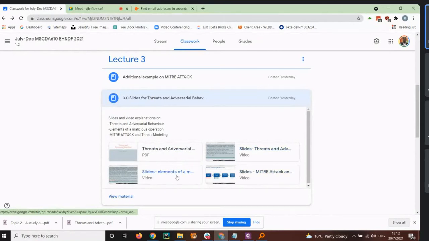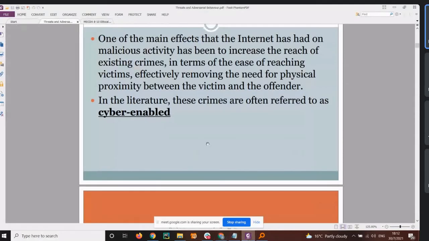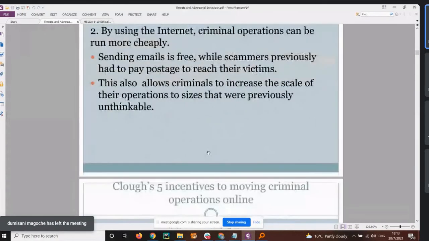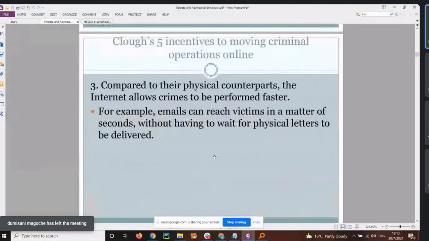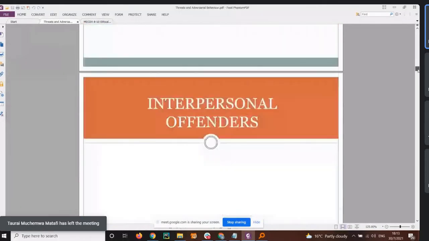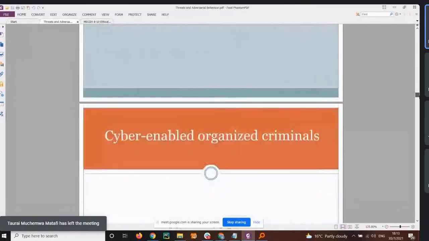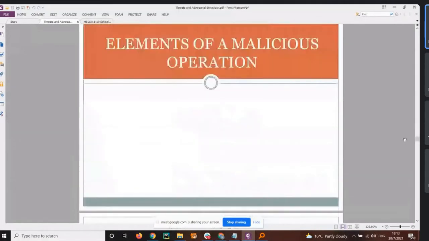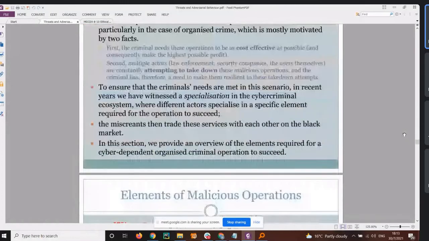There are actually three videos which go to quite a length explaining this particular set of slides, because they're also very key. And as I said, the elements of a malicious operation is what we would definitely call a typical examination question. It will most likely, if not always, come as a question. And so the elements of a malicious operation, we basically have six of them, which are explained here.